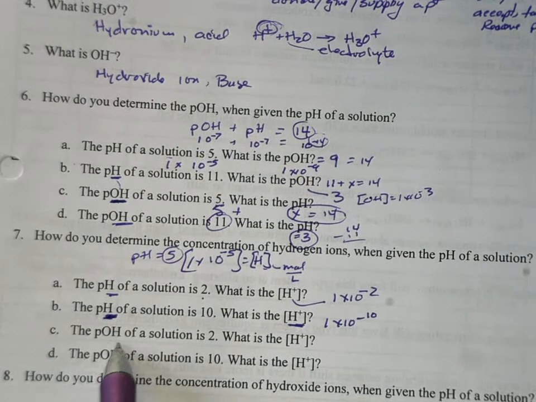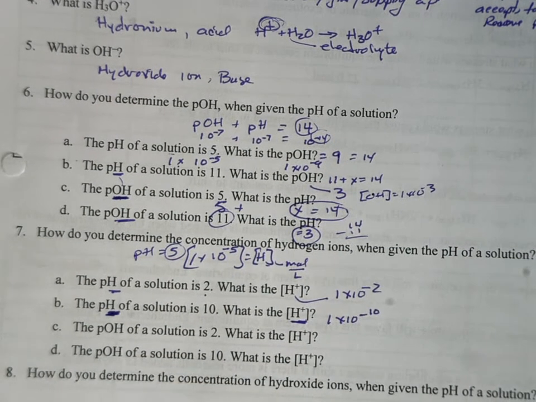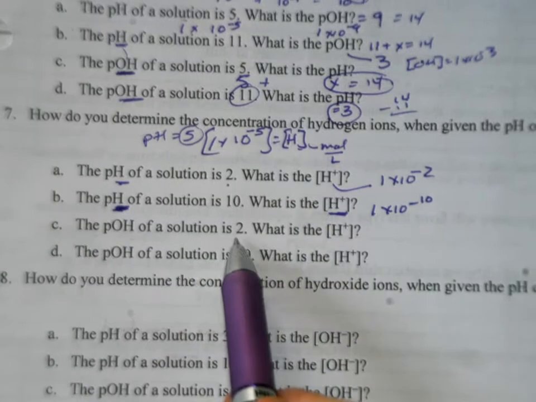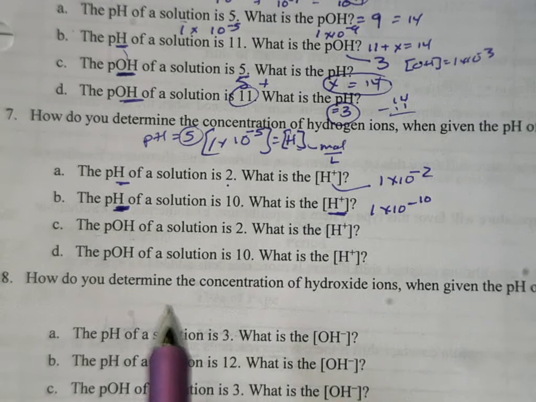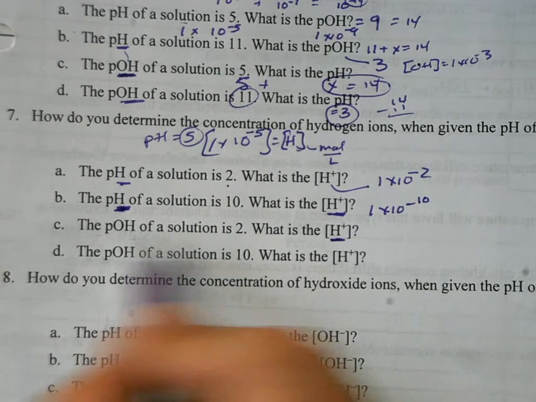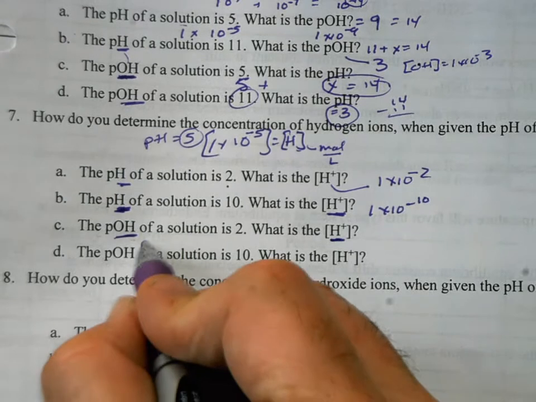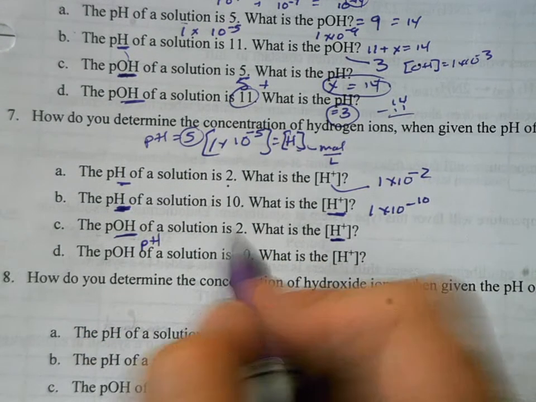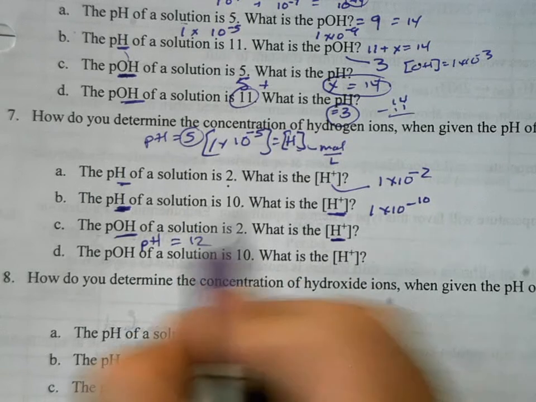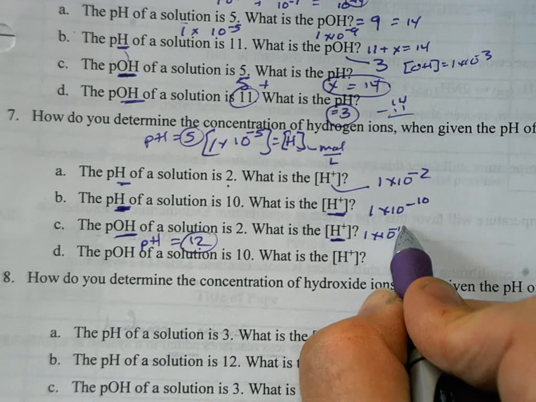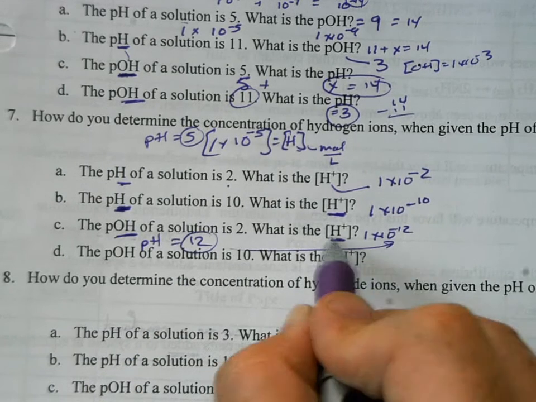The pOH of a solution is 2. Let me zoom in here so you can see a little better. The pOH of a solution is 2. What is the hydrogen ion concentration? Now, we're after hydrogen ions. This is OH. So the pH would be what? Come on, you can do it. 14 minus 2. That's right. pH is 12. So now that pH becomes the exponent. 1 times 10 to the minus 12 would be the hydrogen ion concentration.